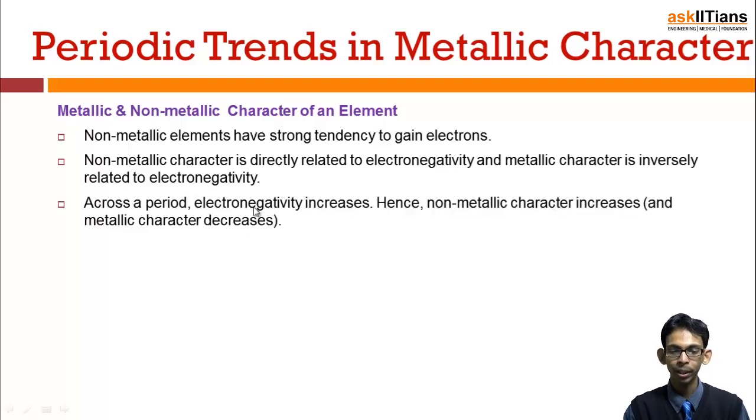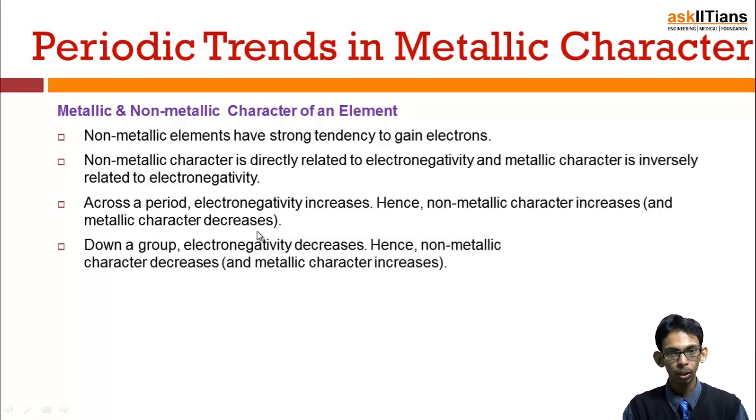That's why across the period electronegativity increases because the size decreases, and because of the decrease in size the non-metallic character increases along the period while metallic character decreases along the period. And down the group, size increases, electronegativity decreases, and because of the increase in size the tendency to accept electrons decreases.